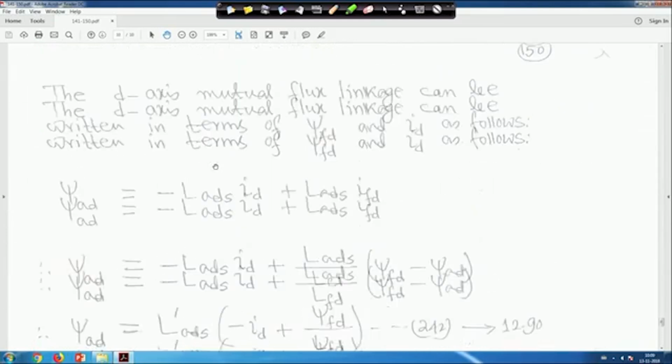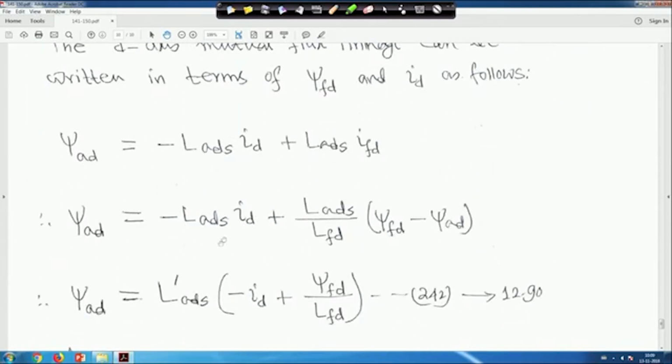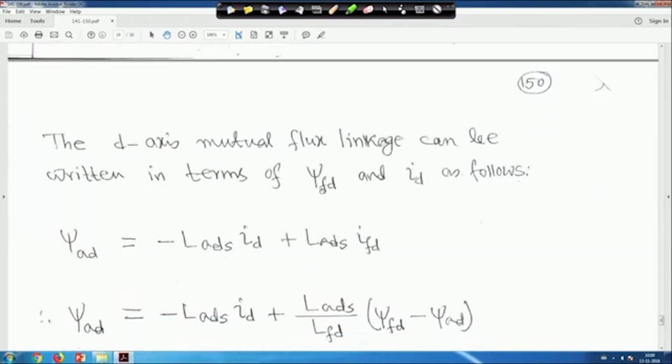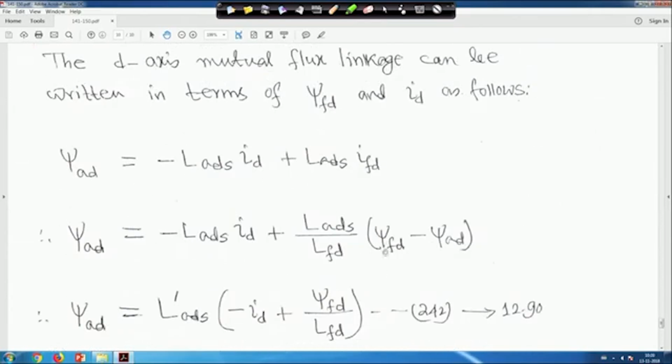So, now therefore, this is minus LADS ID and IFD from this equation, this one you substitute here, you put it here.